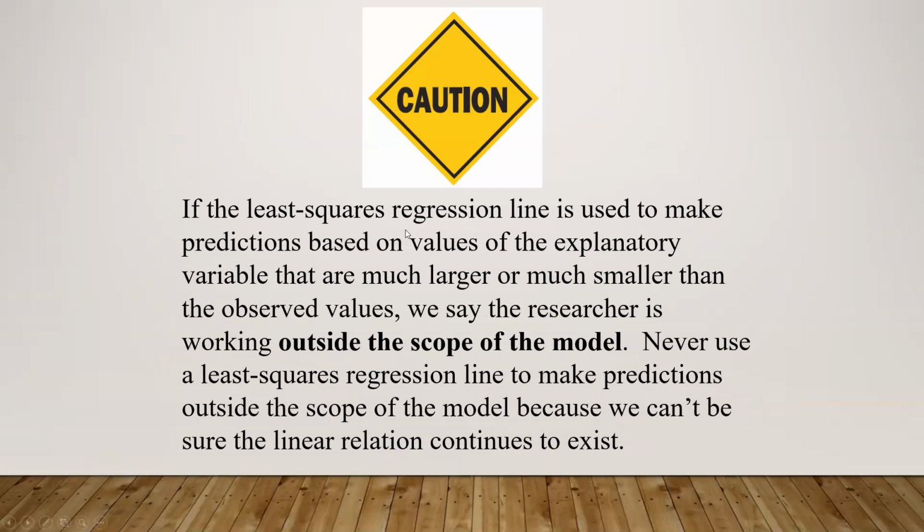All right, I just want to give a caution with the least squares regression line. It's used to make predictions based on values of the explanatory variable. If it is used for values that are much larger or much smaller than observed values, what we say is that you can't do it and it's outside the scope of the model. So never use the least squares regression line to make predictions outside the scope of the model, because you just can't be sure that a linear relationship exists.